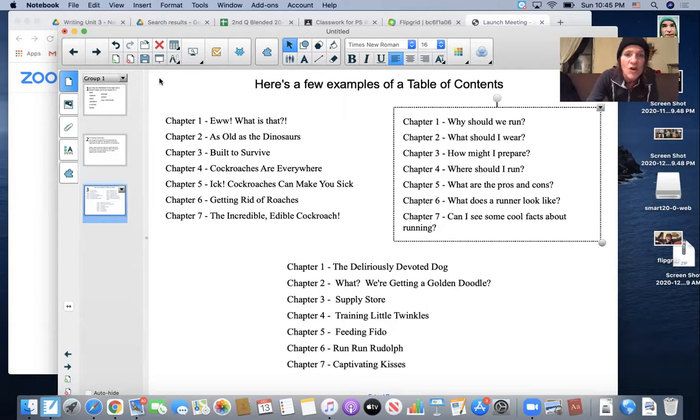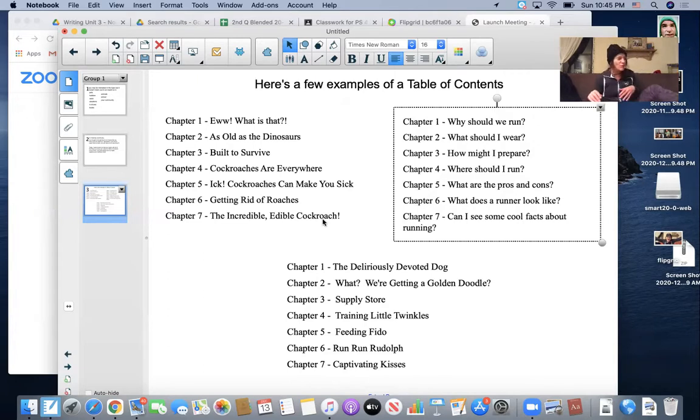So this one is all about cockroaches. It's a book that somebody thought they knew a lot about cockroaches. So, ew, what is that? As old as the dinosaurs. Built to survive. Cockroaches are everywhere. Ugh, cockroaches can make you sick. Getting rid of roaches. The incredible edible cockroach.